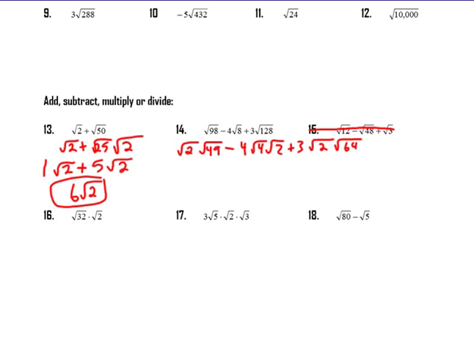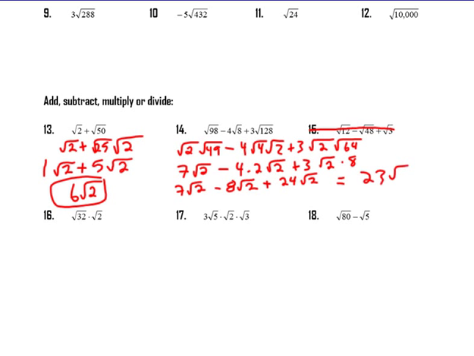So the square root of 2, that's not a nice number. The square root of 49, though, sure, that's a 7. Then I've got 4 times the square root of 4 is 2, and the square root of 2 we just talked about. I've got 3, the square root of 2, and I've got the square root of 64 is 8. Well, one more simplifying step, 7 square root of 2 minus 4 times 2 is 8 square root of 2, plus 3 times 8 is 24 square root of 2, gives me my final answer of 23 square roots of 2.